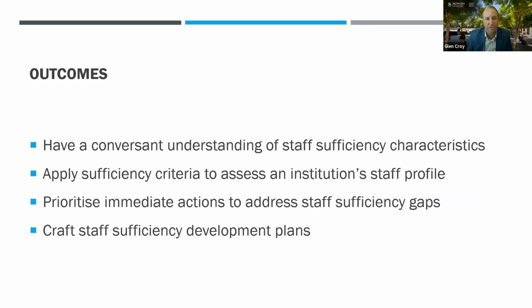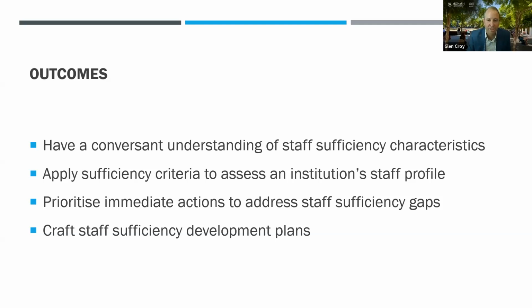And so from this, hopefully, we've got a conversant understanding of staff sufficiency characteristics. We talked about them across three areas: the contemporary knowledge, or the knowledge of contemporary developments within our discipline or field; the contemporary skills in teaching, learning and assessment; and having a qualification and/or equivalence based on academic or professional practice. We looked at applying the sufficiency criteria to assess an institutional staff profile. Particularly, we saw the distinctions between those three elements, but also what sort of criteria, and the diversity of criteria, could potentially demonstrate each of those three standards or not.